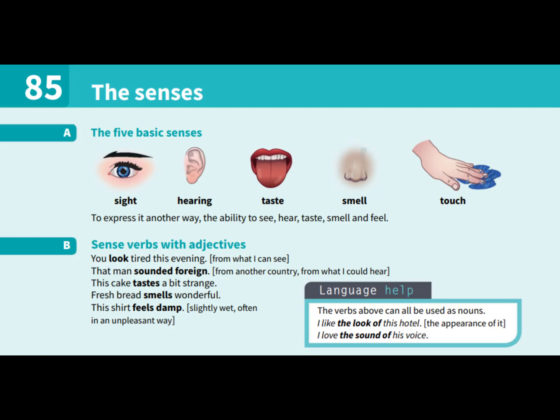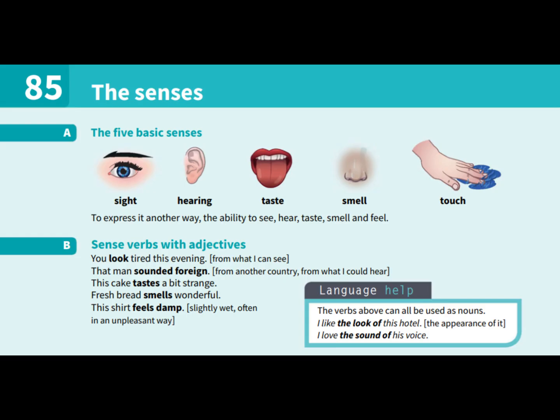We use sound followed by an adjective to describe an impression based on what we hear. That man sounded foreign. This means that, from the way he spoke, he seemed to come from another country. We use taste followed by an adjective to describe the flavor of food or drink. This cake tastes a bit strange.